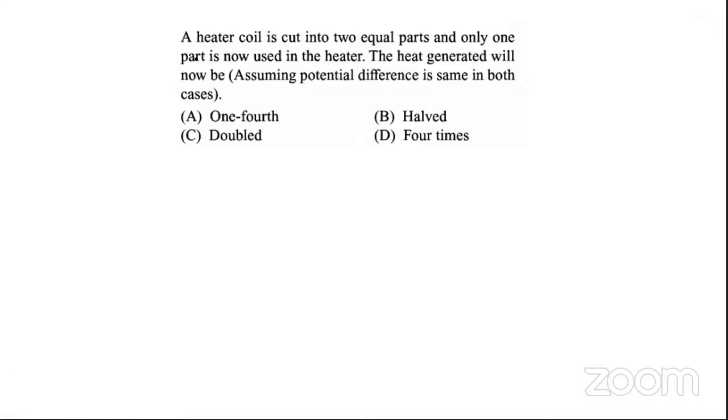next question. A heater coil is cut into two equal parts. A heater coil is nothing but a resistance, and only one part is now used in the heater. The heat generated will now be, and you have to assume the potential difference is same in both cases.